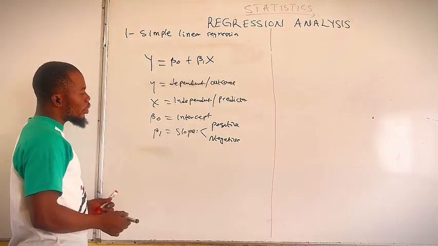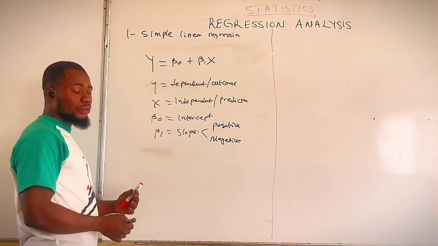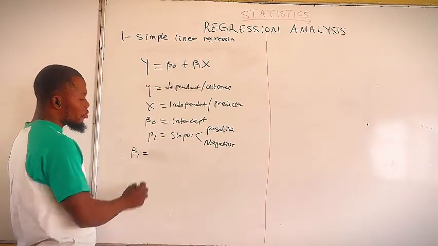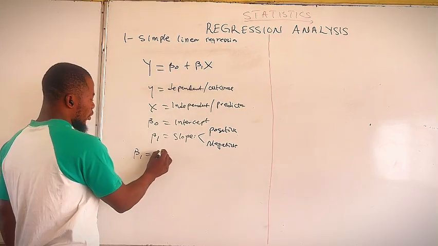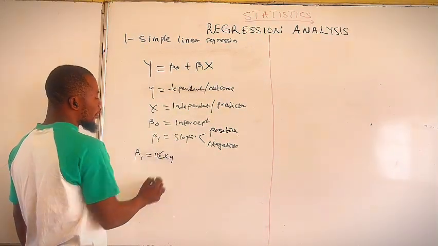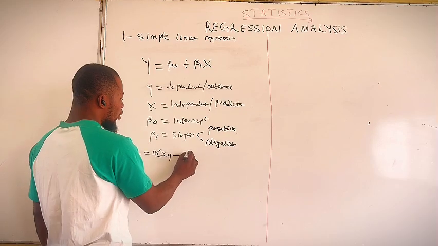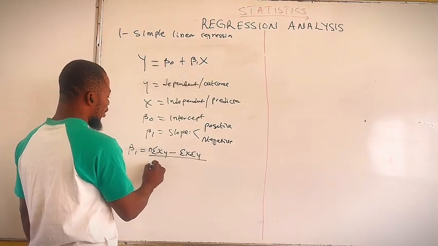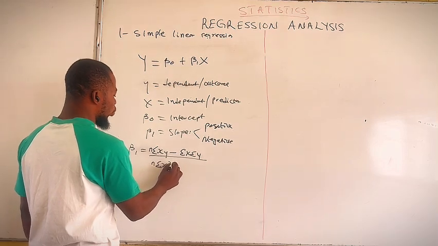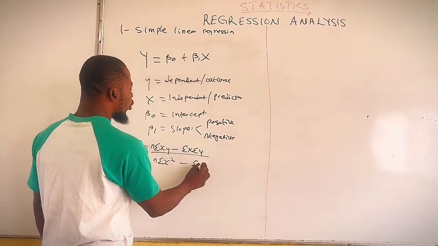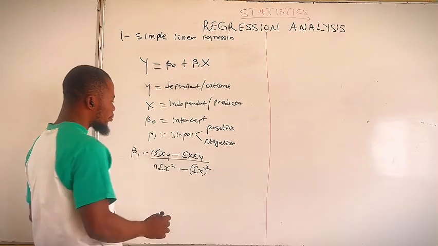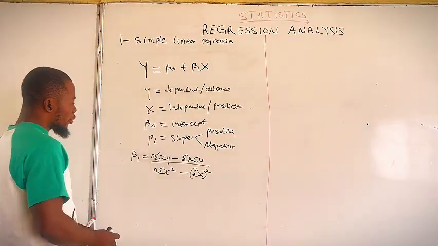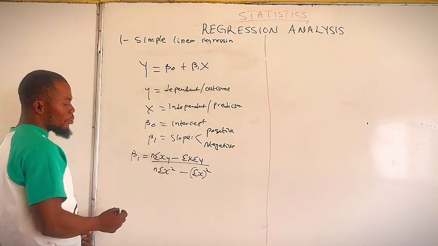How do we calculate our intercept and the slope? Our slope can be calculated using the formula: n multiplied by summation of xy, minus summation of x multiplied by summation of y, divided by n summation of x squared minus summation of x, all squared. Our n here is the total number of data points given.